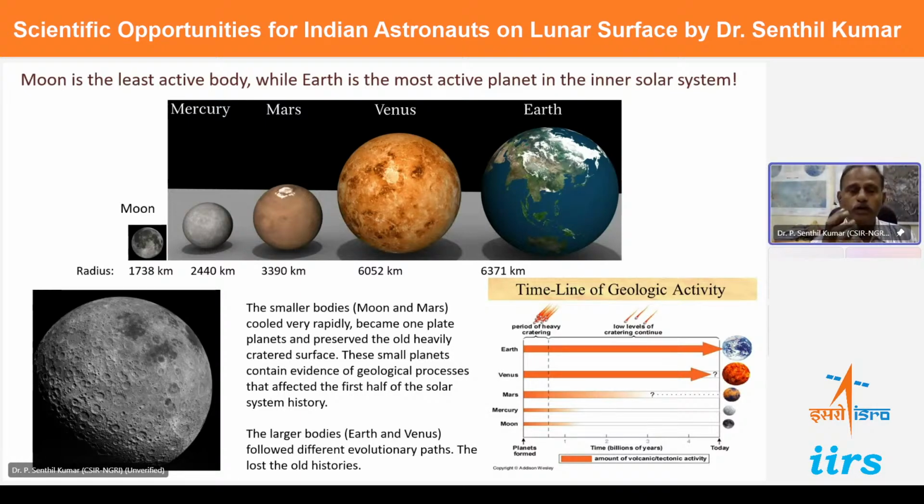So the moon's surface holds the geological history of the first 1 billion years of the solar system. This is the most attractive point for why we are exploring the moon. Because by understanding the moon, we can understand the first 1 billion year history of Earth, Venus, Mars, and so on. So this is a very attractive point for lunar exploration.